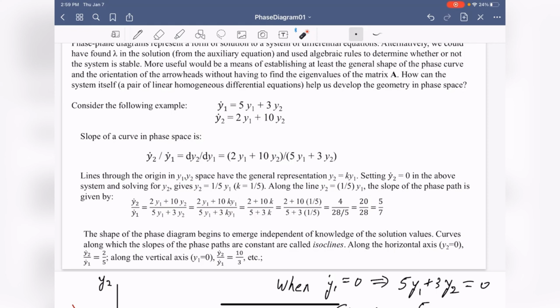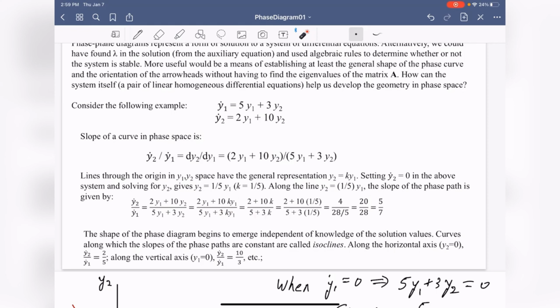The shape of the phase diagram begins to emerge independent of knowledge of the solution values. Curves along which the slopes of the phase path are constant are called isoclines. Along the horizontal axes, y2 equals 0. So then y dot 2 over y dot 1 is equal to 2/5. Along the vertical axes, y1 equals 0, and y dot 2 over y dot 1 equals 10/3, and so on.